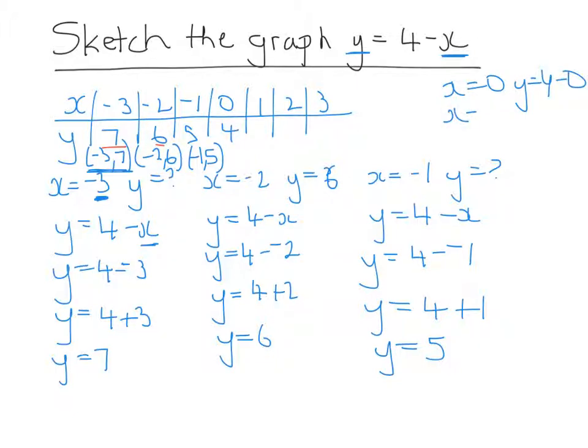Well, what about if x is equal to 1? This would be 4 minus 1. 4 minus 1 is 3. Now each of these points would create another new point that we could plot on our Cartesian graph, which is what I'm going to do next.